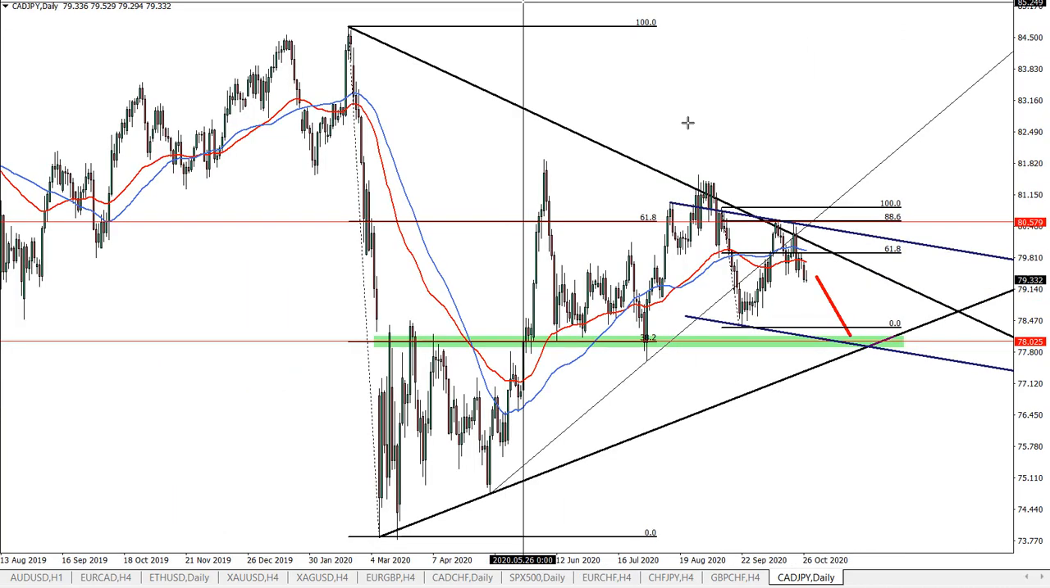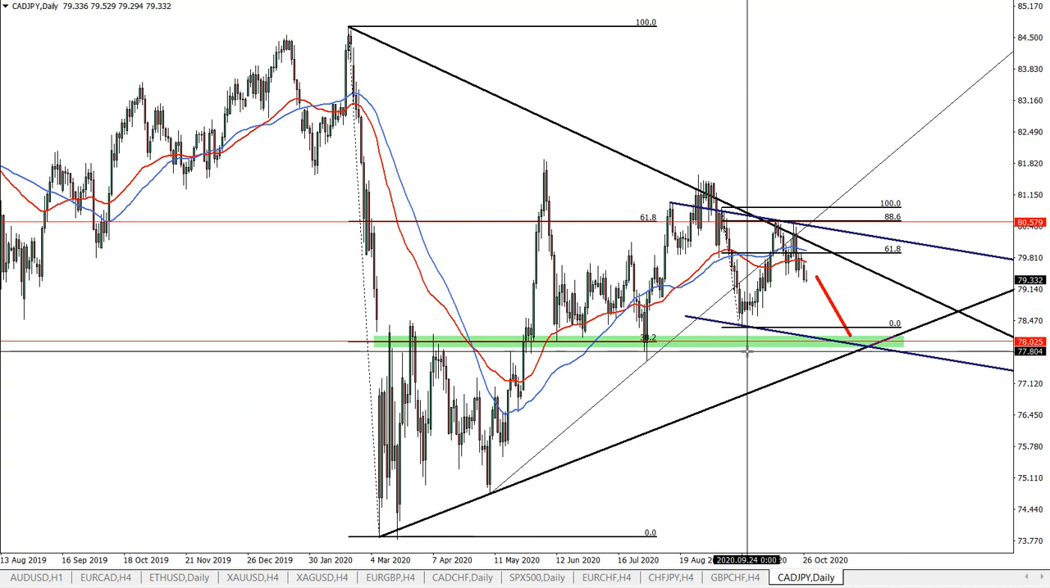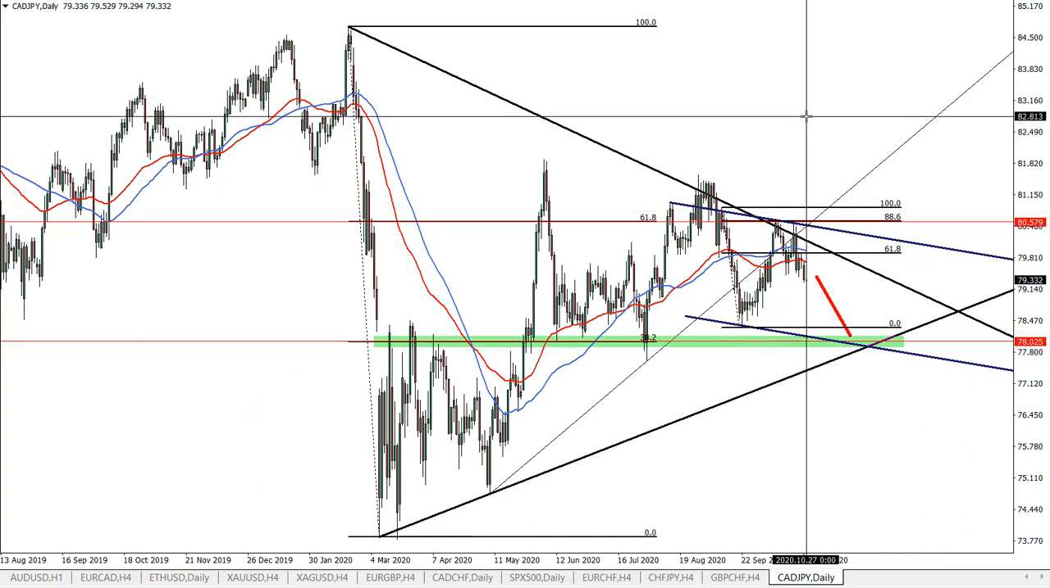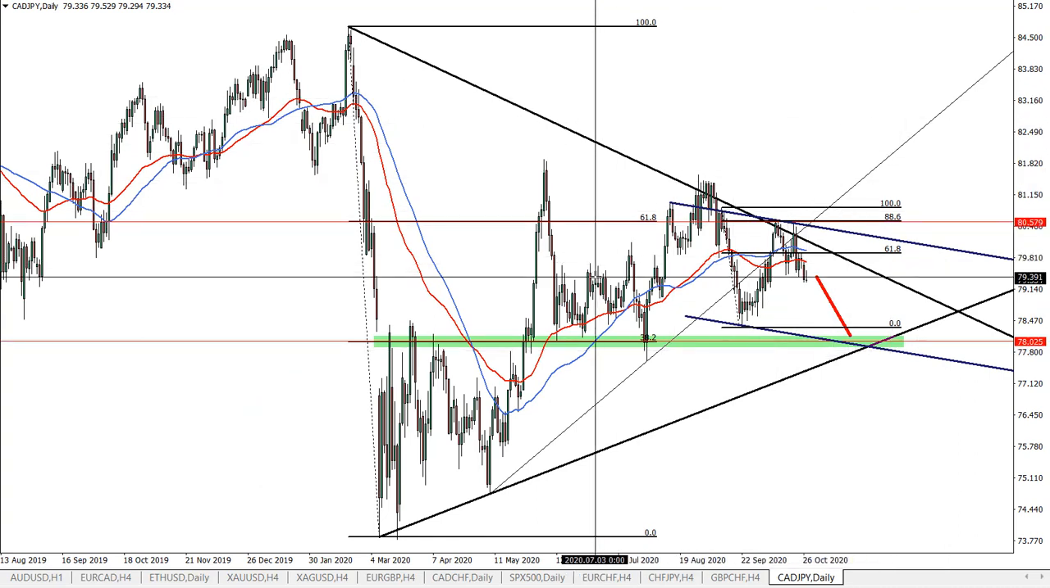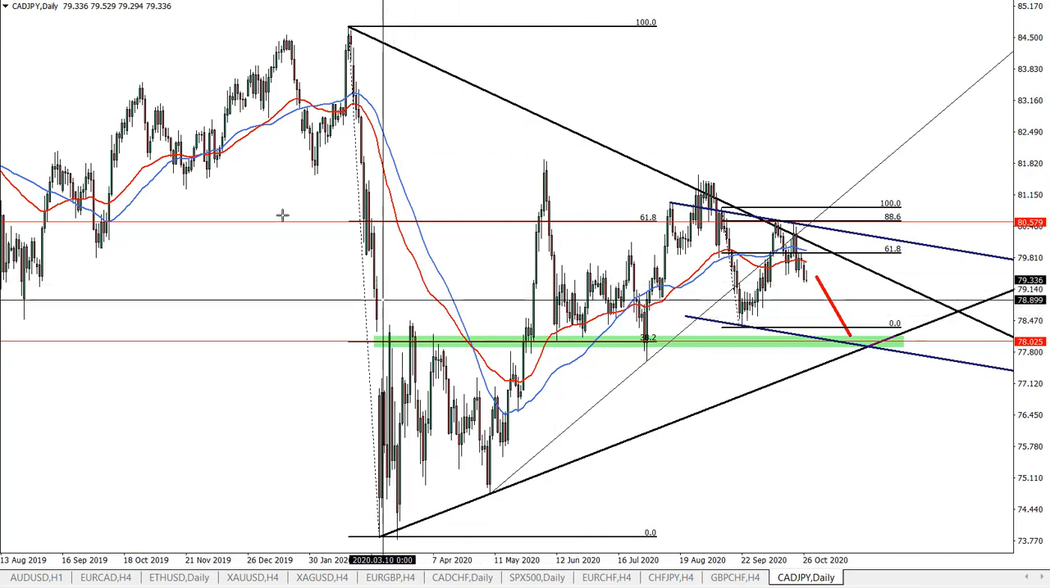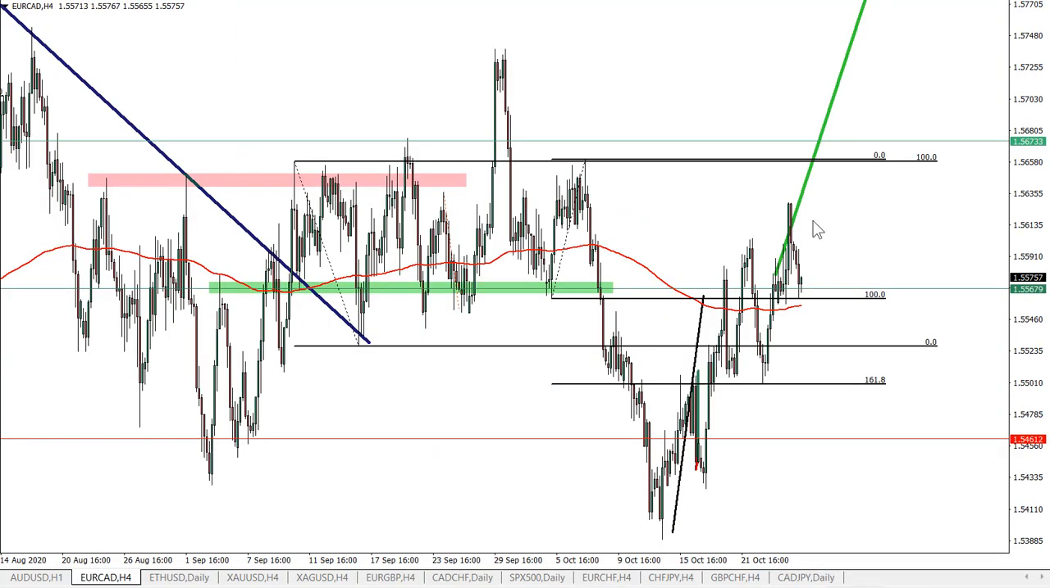So that was the analysis for the Canadian Japanese yen. I will update you tomorrow as to what is happening, but now it's time to update you on all previously made analyses, starting with Euro Canadian dollar.